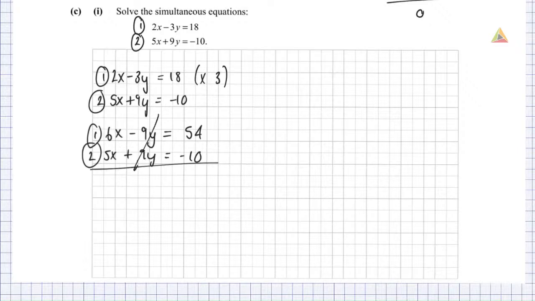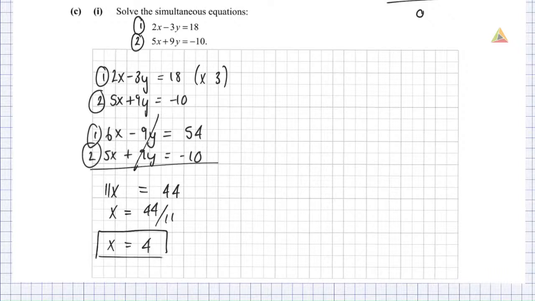We're going to add the x's together, so 6x plus 5x is 11x is equal to, so 54 minus 10 is 44. So x is going to be 44 divided by 11, so x is equal to 4. So that's one of your solutions. Don't forget we need to go back and get y.